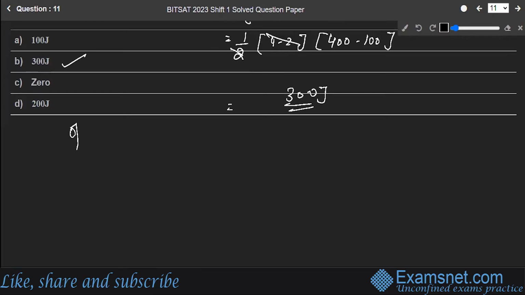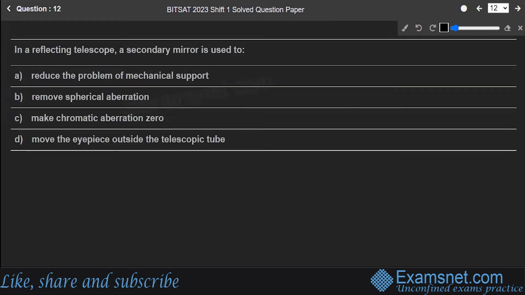That makes B option, sorry, as the right answer. Hope you got that. Next is question number 13.